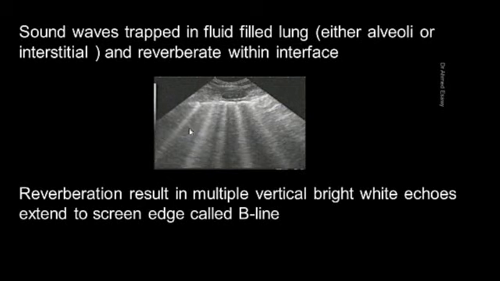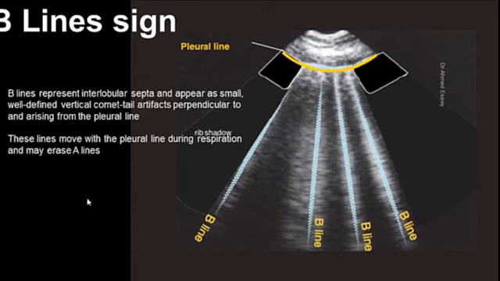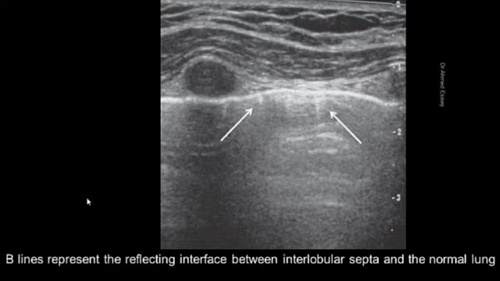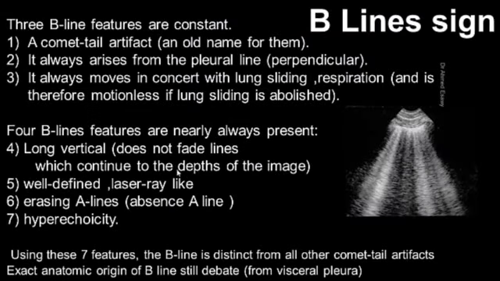B-lines have important features. Multiple B-lines represent the interlobular septum and appear small and well-defined. This is a B-line. What are the important features of the B-line? Three constant features: all are named comet-tail; they always arise from the pleural line; and they are perpendicular to the pleural line. This is the pleural line, and this perpendicular white line is called the B-line. Remember that the A-line is horizontal.